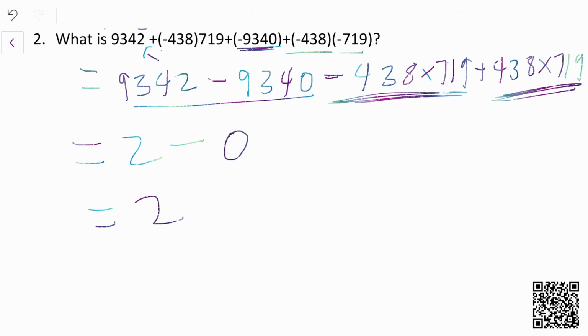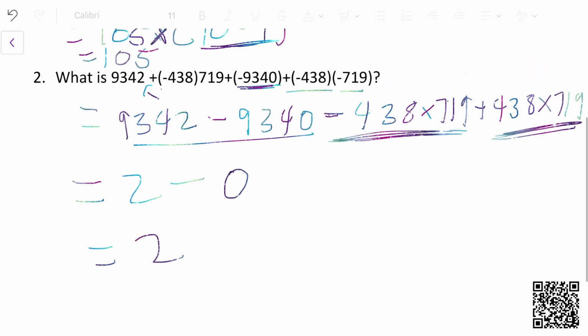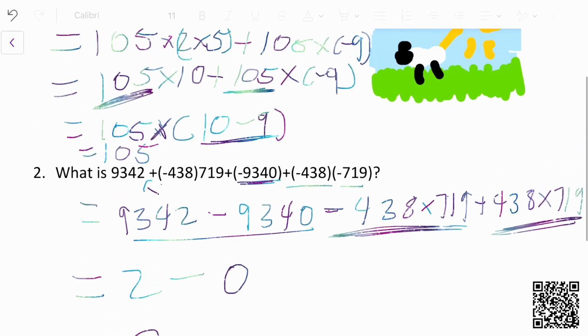So even a complex problem like this can eventually be simplified if you really use your brain.